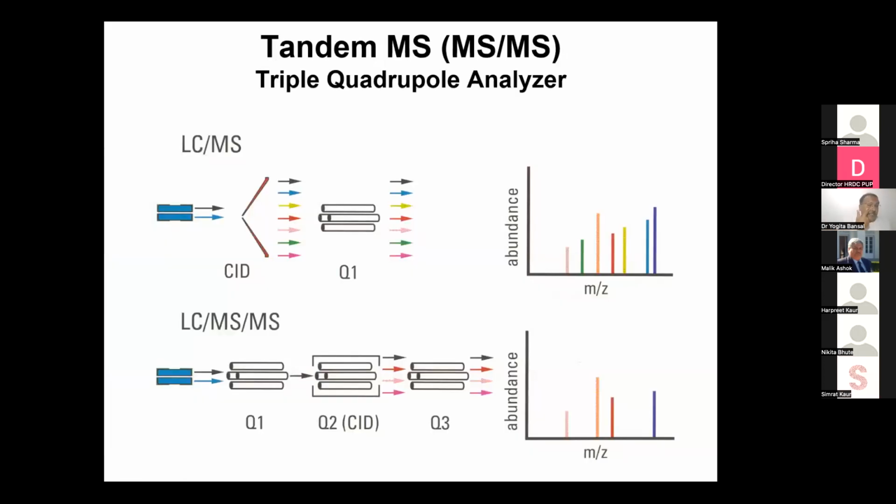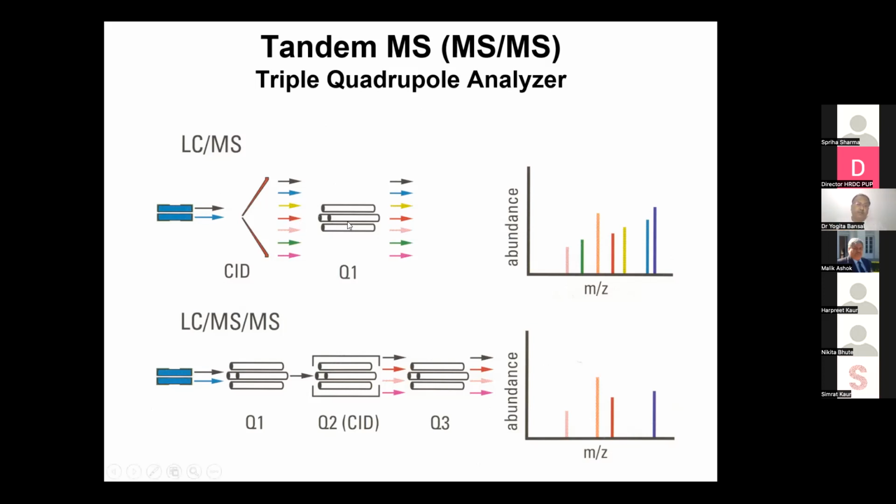So this was a single quadrupole, which we have seen. There is another term which you have heard many a time. We call it tandem mass spectrometry, or MS/MS. Now, what is this tandem mass spectrometry? It is achieved through a triple quadrupole analyzer. So there is not just one quadrupole. There are 3 quadrupoles attached in series.